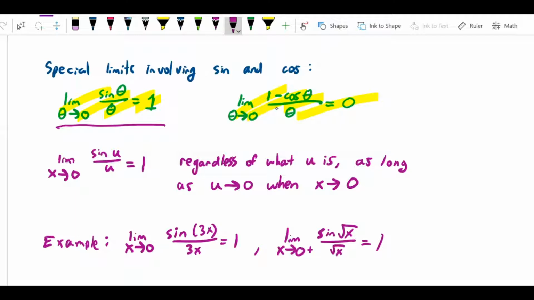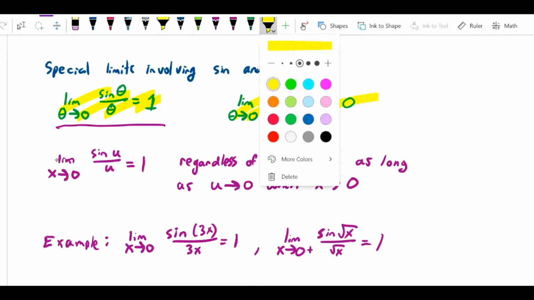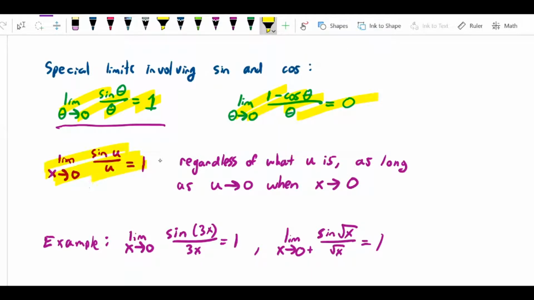So the more general point of this is that, assuming u is some function of x that is approaching 0, as long as u approaches 0 as x approaches 0, then the limit of sine u over u also equals 1. That's kind of a mouthful, so I just wanted to show you what I actually meant by that.